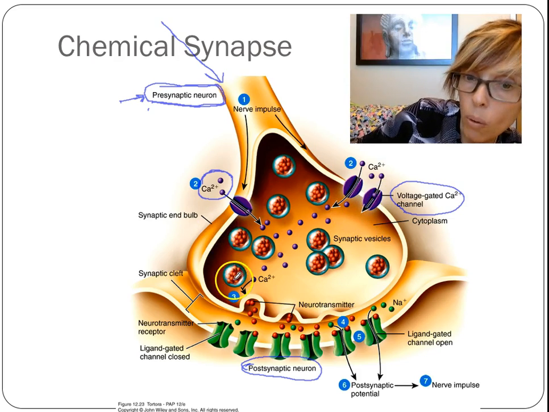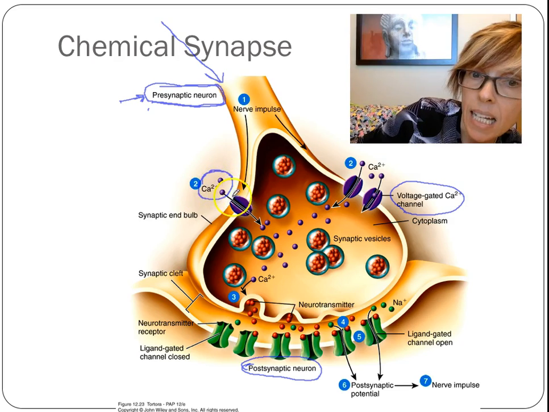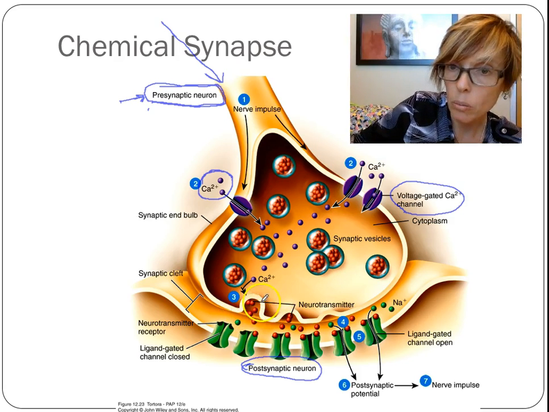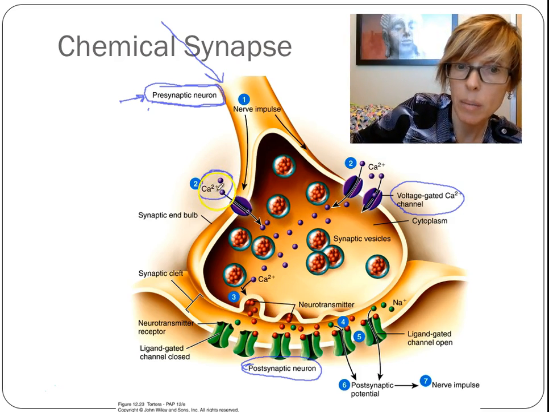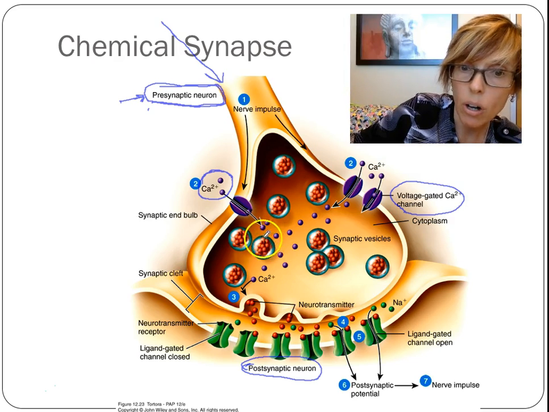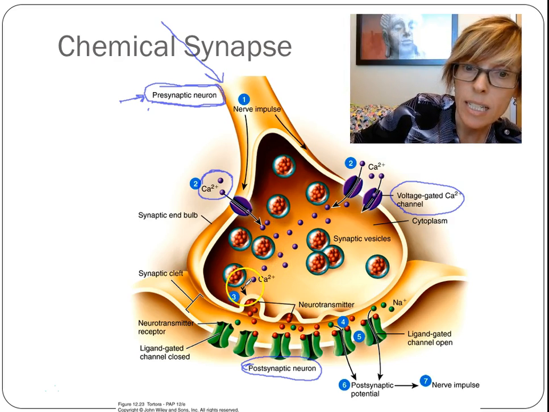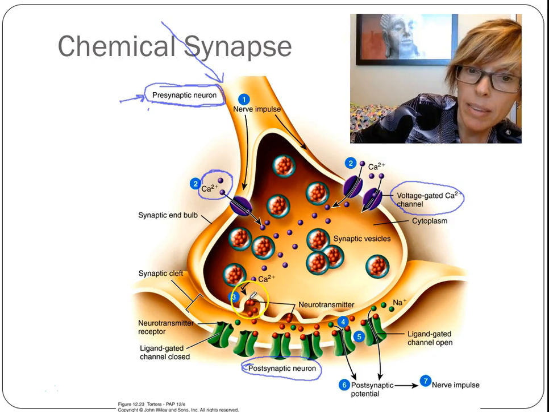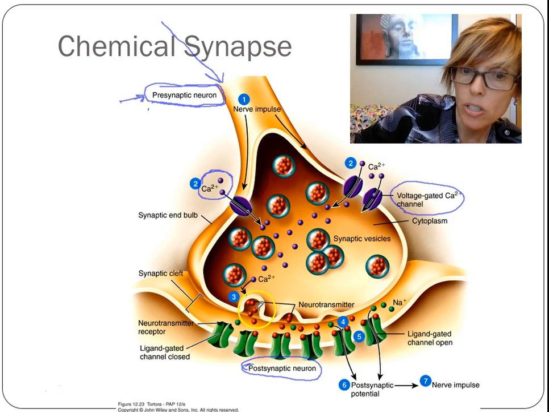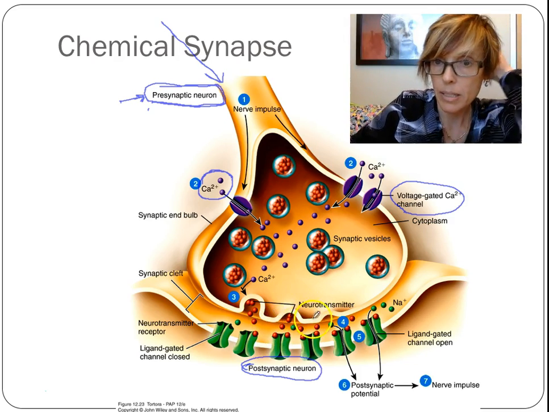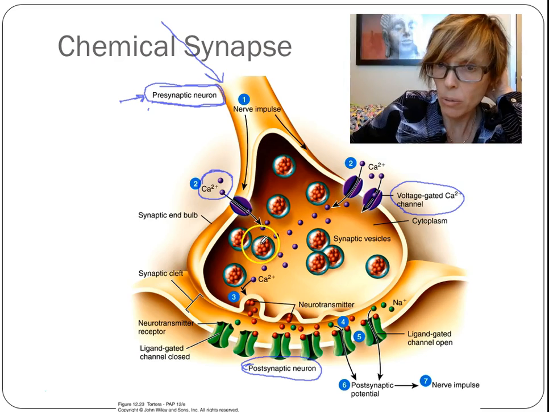Now, why that is so important is it's basically this calcium coming into the cell that will stimulate these synaptic vesicles to bind with the cell membrane of the synaptic end bulb. So again, it's this calcium that will cause these synaptic vesicles to bind with the cell membrane and then therefore release their neurotransmitters into the synaptic cleft. All right, so hopefully that makes sense to you. I'll just say it one more time.